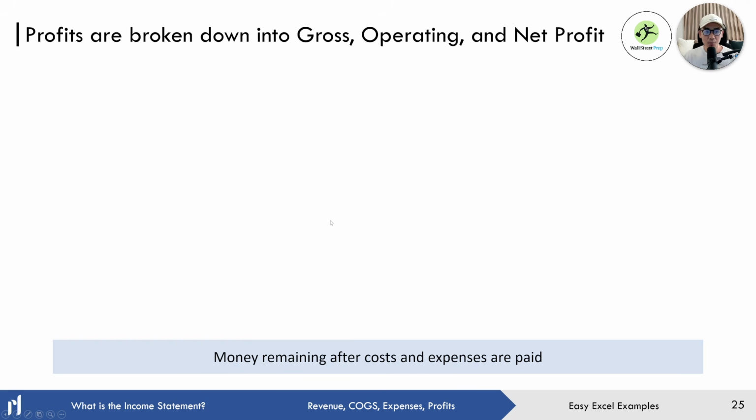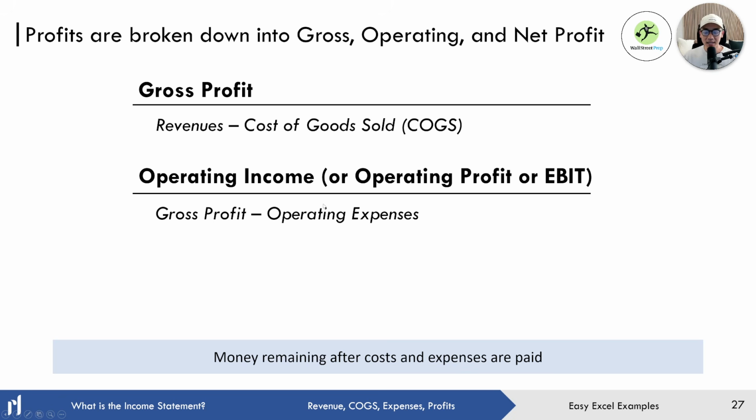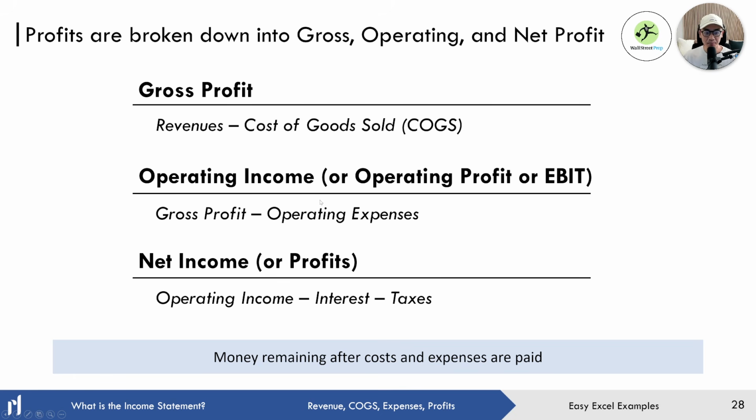So next are profits, right? And so these can be broken down into gross profit, operating profit, and net profit. So gross profit is your revenue minus your cost of goods sold. Your operating income, also known as your operating profit or EBIT, which stands for earnings before interest and taxes, is simply your gross profit minus your operating expenses. Then you have your net income, also known as your profit, and that's your operating income or EBIT minus your interest and taxes.